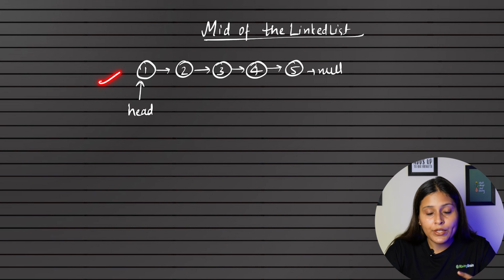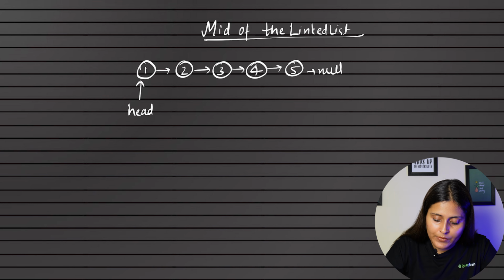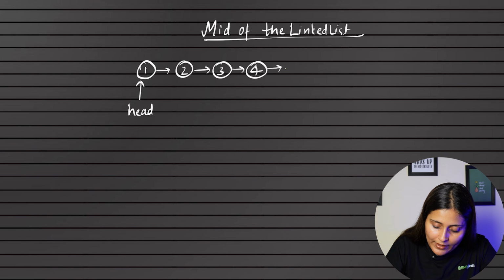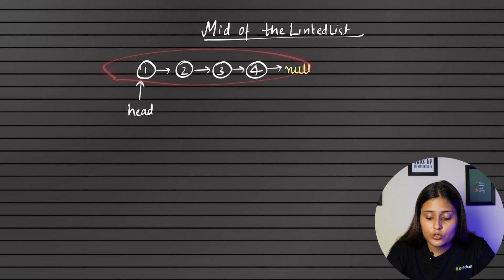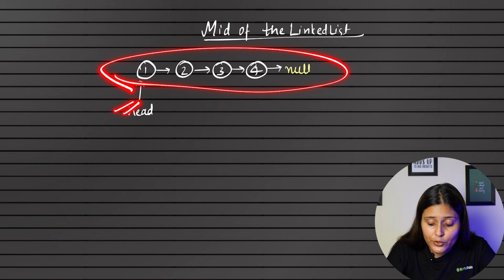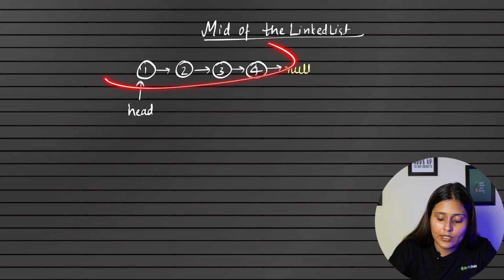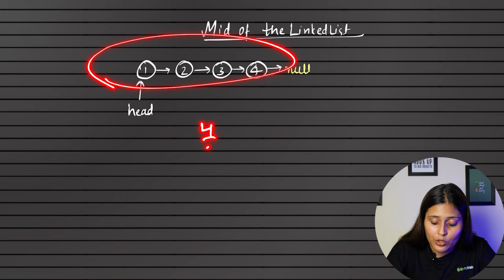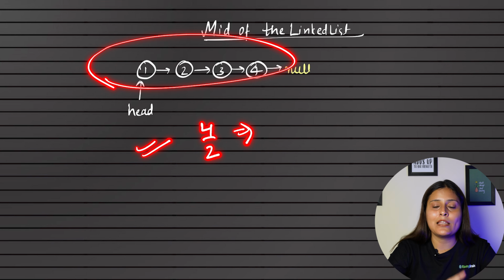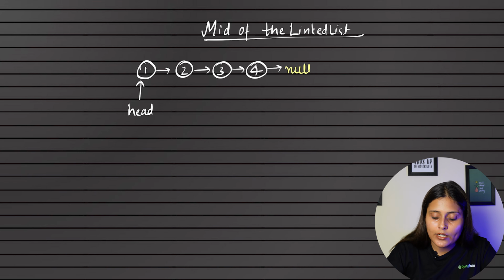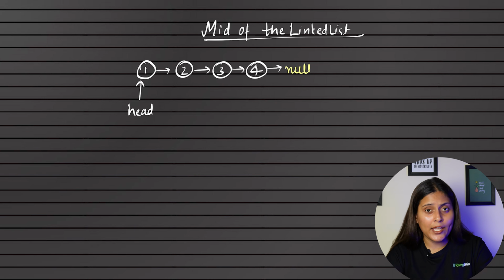So for odd, we are clear, but what about even? For even, let's say we don't have this 5, that's it, we have. So total length is 4, we have to return this. So when can we reach? Like by taking how many jumps? 2 jumps. So hence total length divided by 2. So 4 divided by 2. So here also we'll follow the same total length divided by 2 rule to take that many jumps to return the node. Very easy. And I hope you can do that.